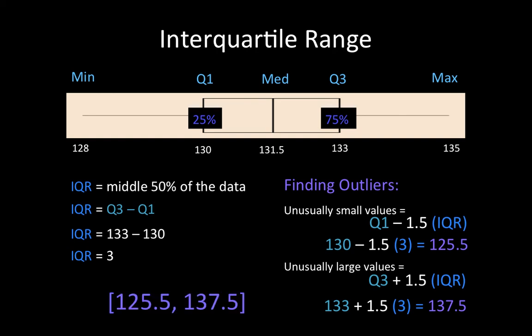Basically, everything outside the range 125.5 to 137.5 is an outlier. Since there are no values outside this range from our box plot, there are no outliers in this dataset. If there was an outlier, that outlier would be represented as a dot, and the minimum value would be moved to the next lowest value that was not an outlier, or the maximum value would be moved to the next highest value that wasn't an outlier.